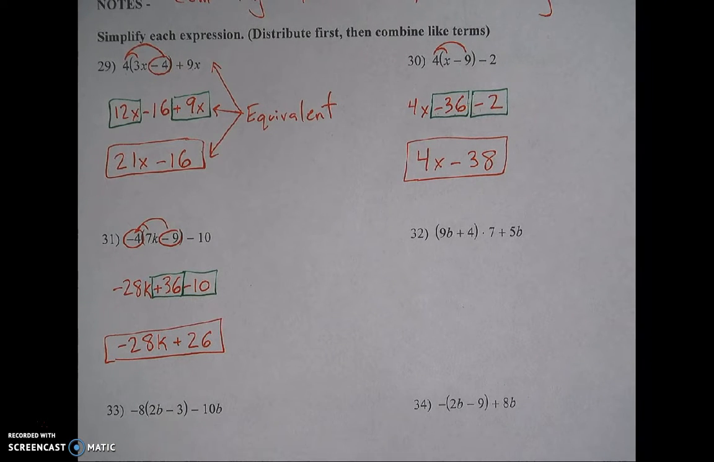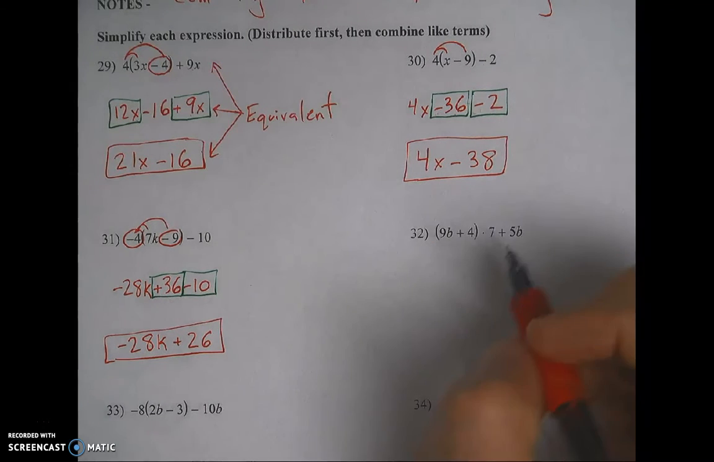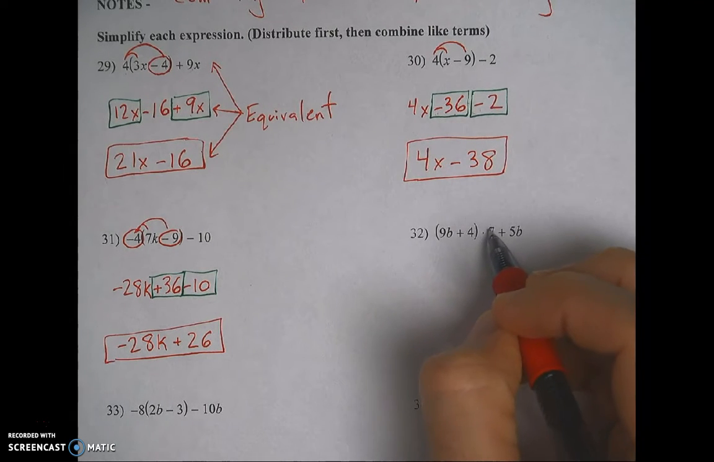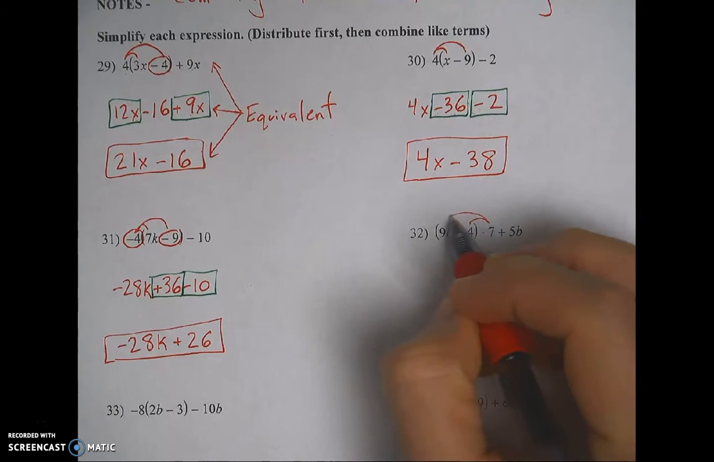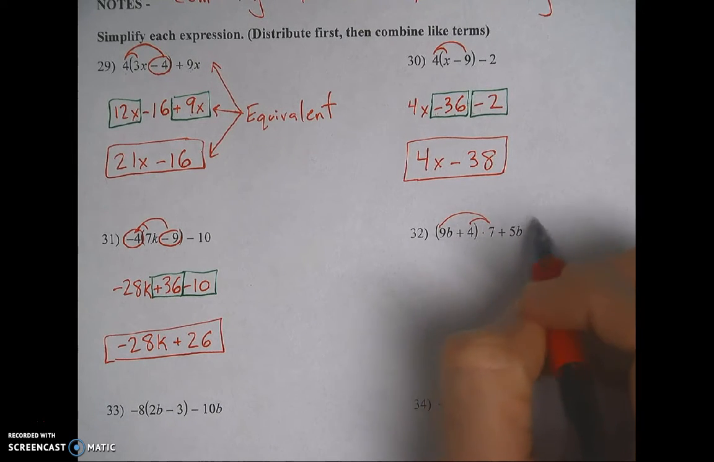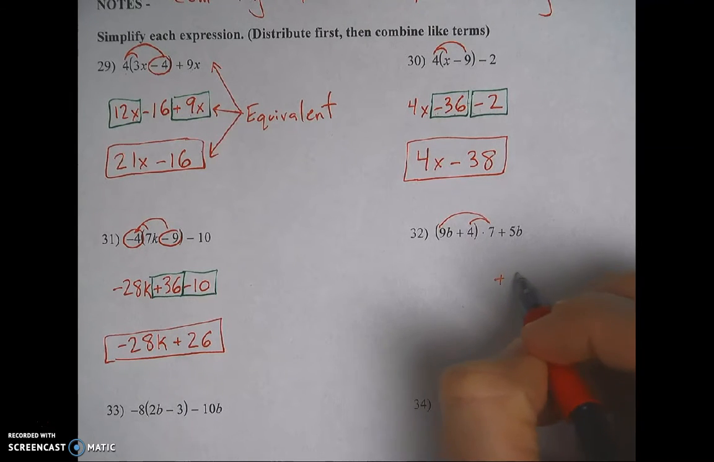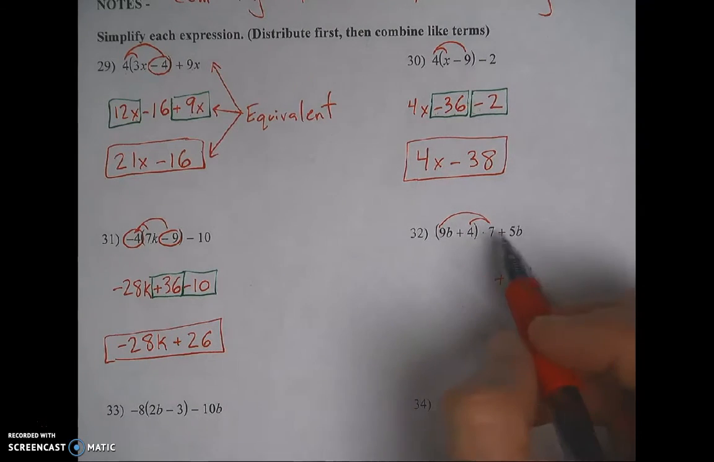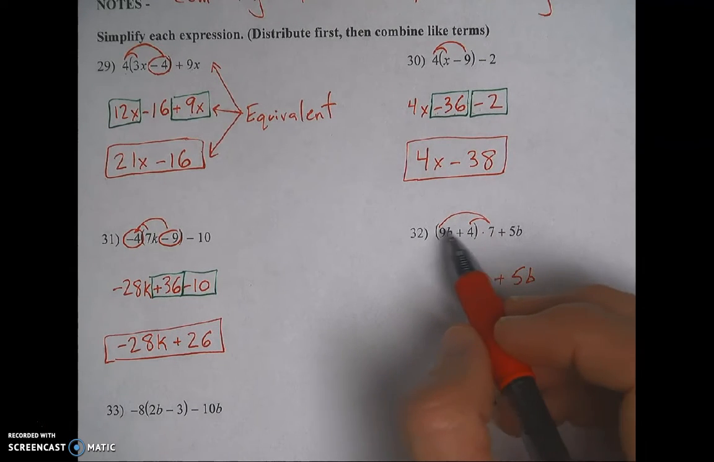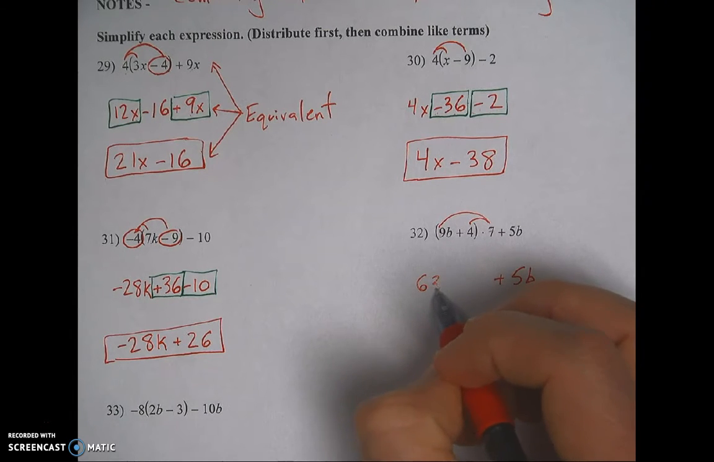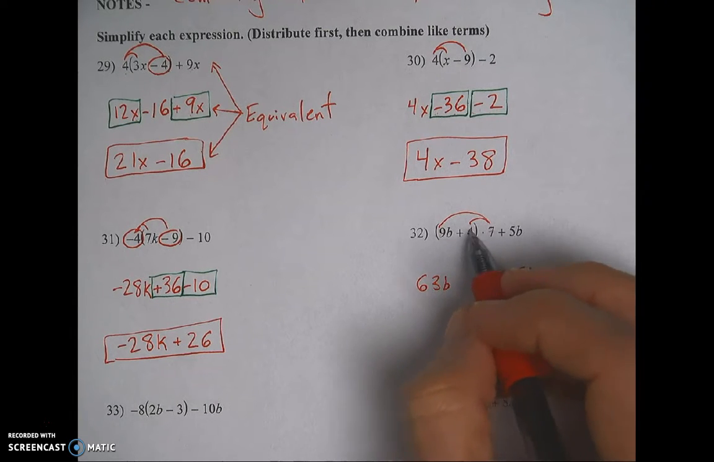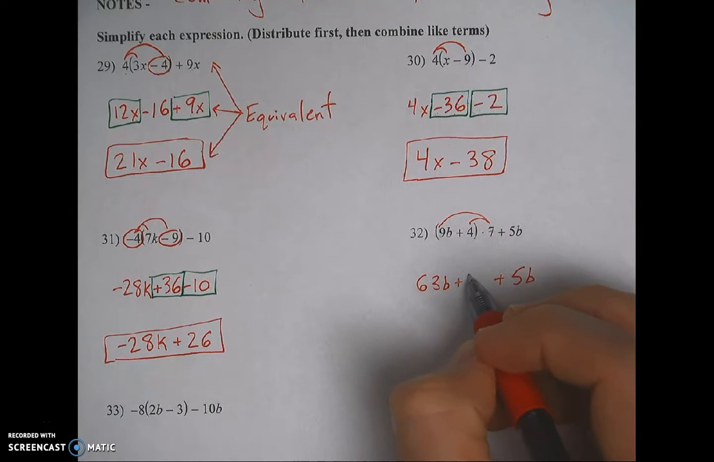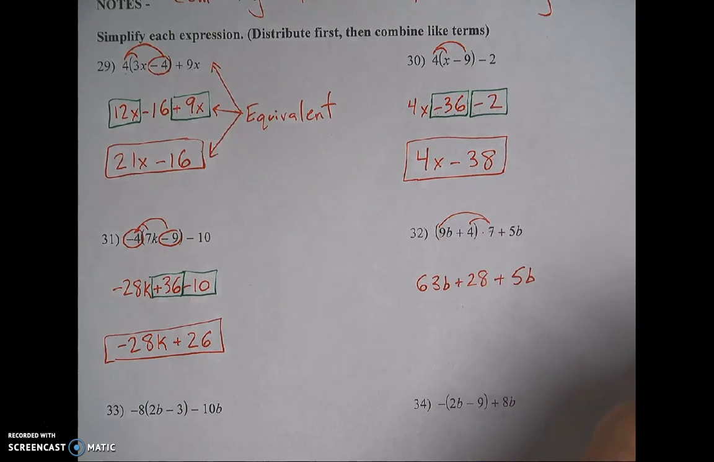Okay, 32 looks a little different. The number that's being distributed is the 7. That's what's being multiplied by this quantity. And then this plus 5b is off on its own. So the plus 5b is kind of just what hangs on the end. And I'm multiplying the 7 times both of these. All right, so 7 times the 9 is 63b. And 7 times 4 is positive, so I put plus 28.